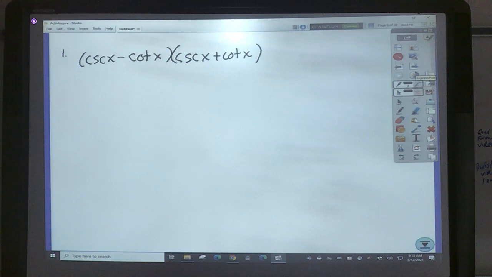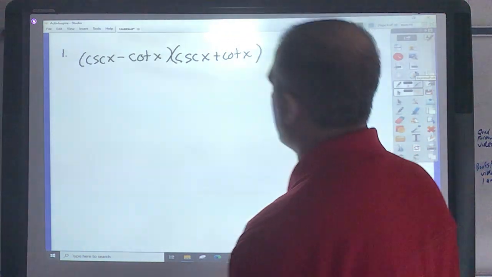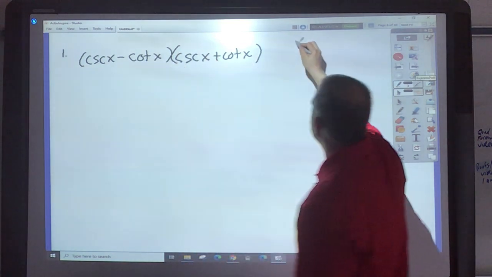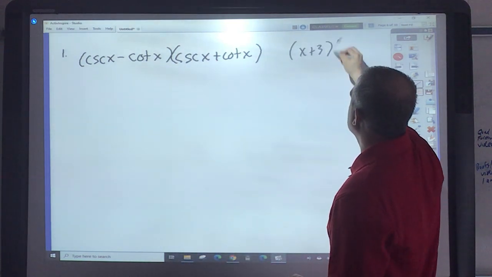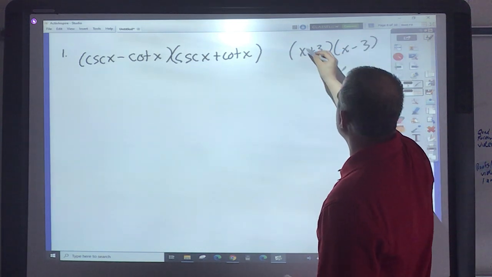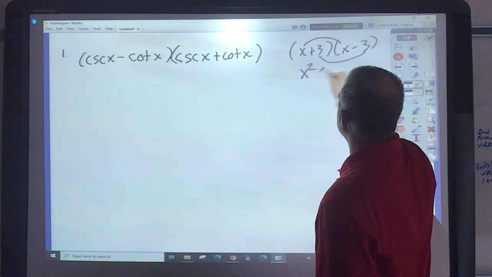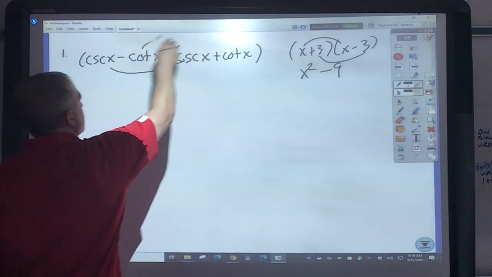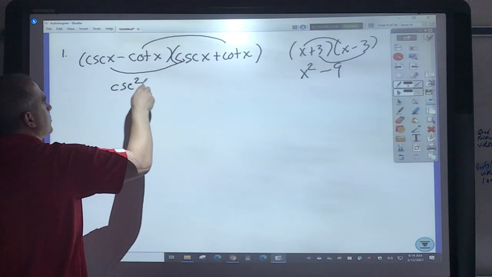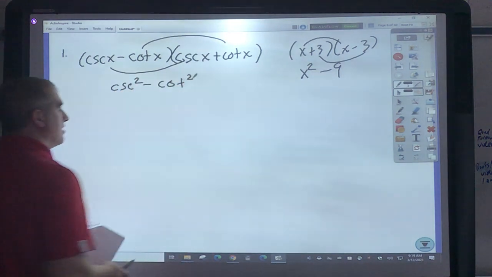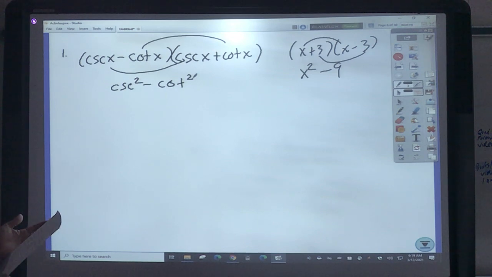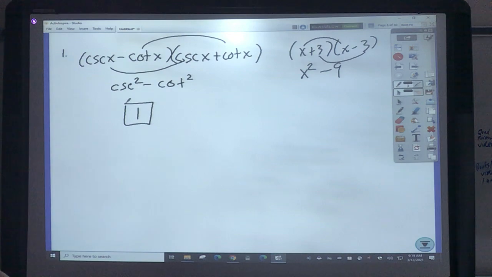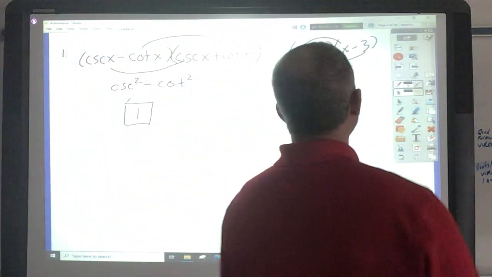Now, I see something like this. This is difference of squares. Notice how this is a minus and this is a plus. Think of it like this. The shortcut here, when you see this, is I only have to multiply first and last. I multiply those, multiply those. That's cosecant squared minus cotangent squared. Now, if you look down at your formula sheet, you'll see this just equals 1. And that's it. So sometimes they can be that simple.